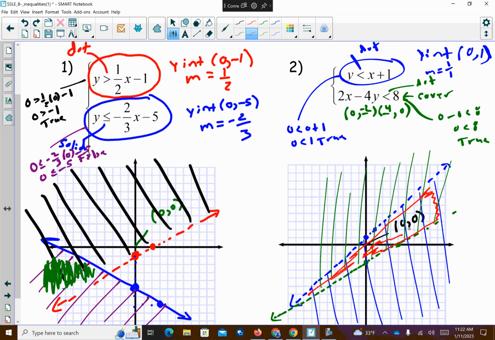So these two lines will indeed intersect each other. But that red region in between, you're not going to really see them cross unless you were really meticulous about your drawing. But they're going to cross way on the left bottom. But that middle red region is where it is the solution to the problem.